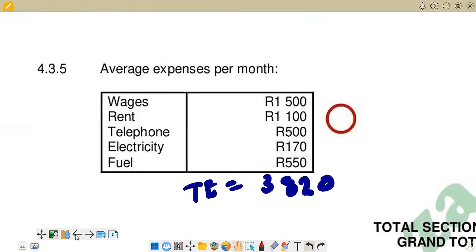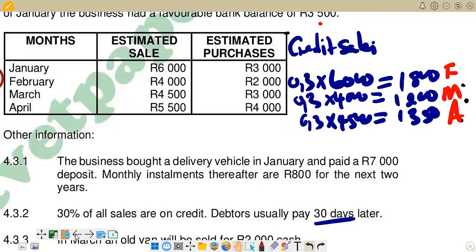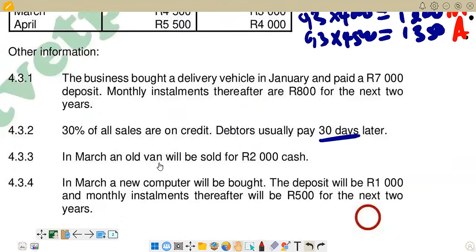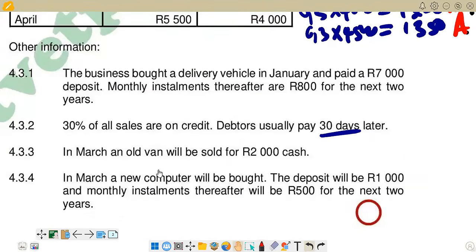Other payments. I think we can. If we go down to check if you've got other payments, there is 4.3.4 there. Let's try to see. We have got in March. Okay, 4.3.1. We've got something there.